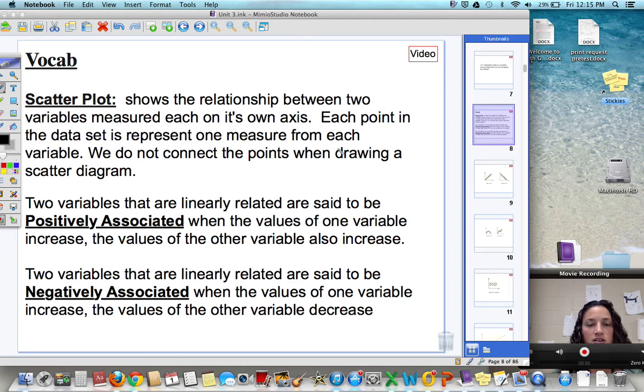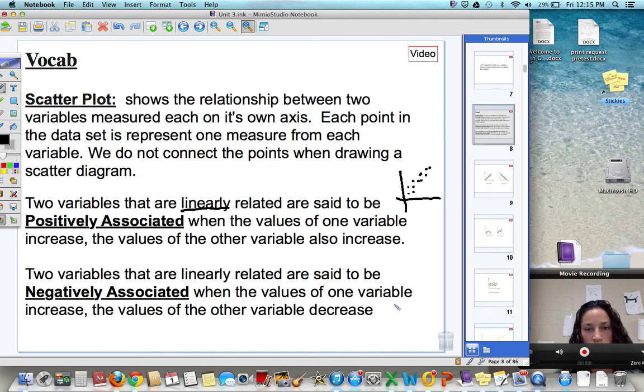So two variables that are linearly related, so remember that's a line, so it looks like you could draw a straight line through it. Maybe it's not that you can, but it looks like you possibly could. They are said to be positively associated when the values of one increase as the values of the other increase. So on a graph, that would look something like this. If they're positive, there's just a bunch of dots, but they're all going almost in a straight line up. So that would be a positive correlation.